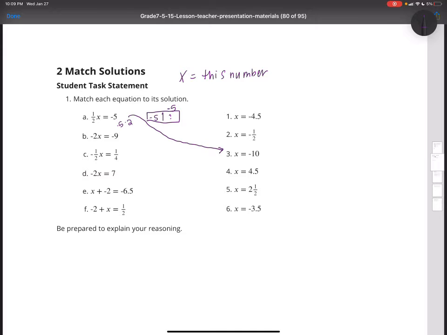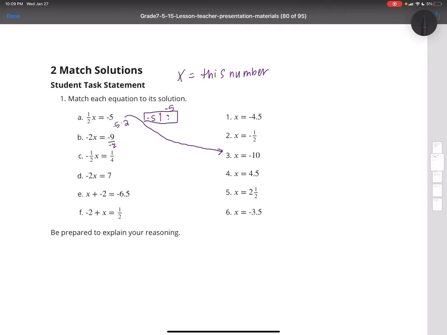If half of this number is equal to -5, then twice this number is equal to -9. So what we can do is divide -9 by -2. A negative divided by a negative is a positive, so I could cross out my negative signs. When I do that, I get 4.5, or 4 5/10. So B would be 4.